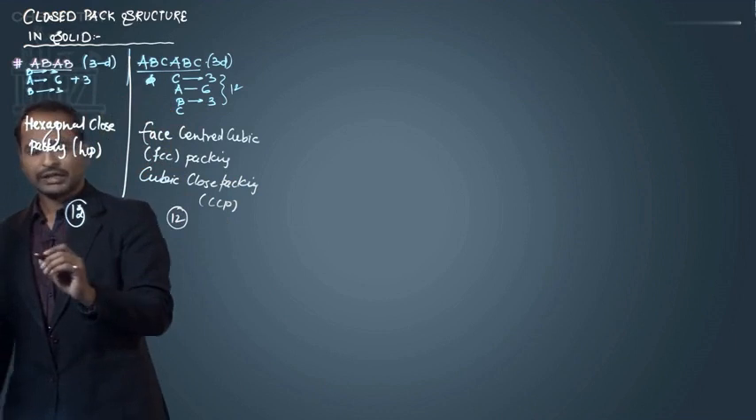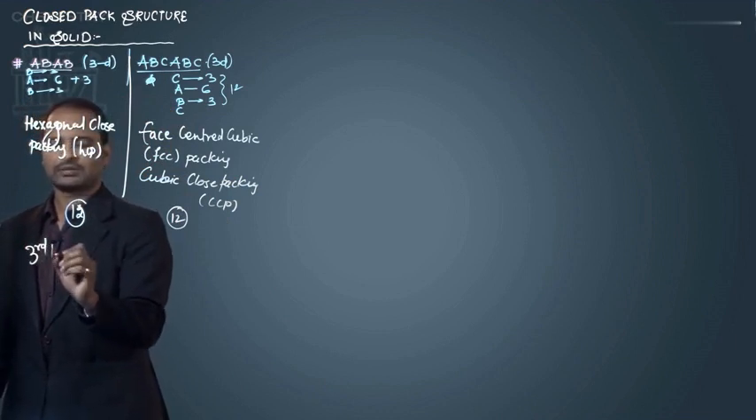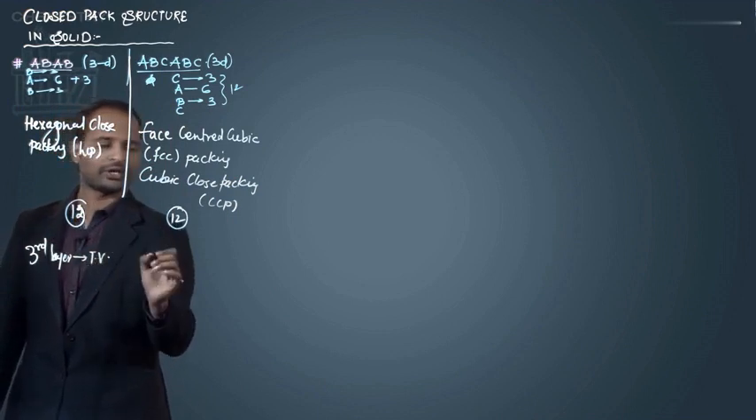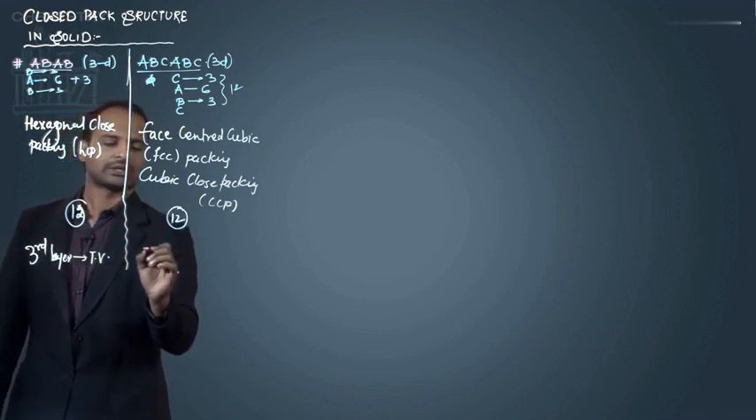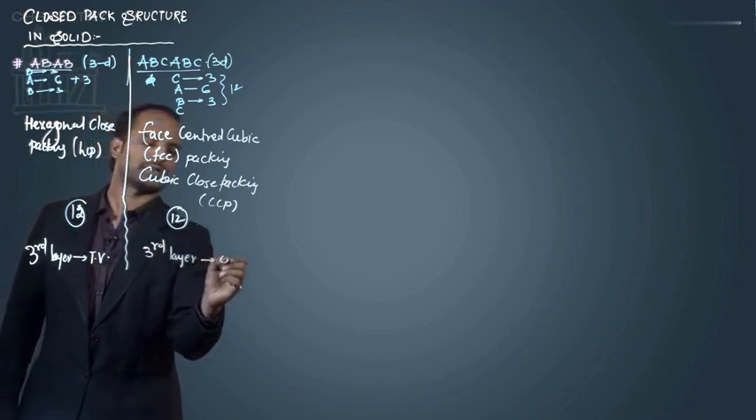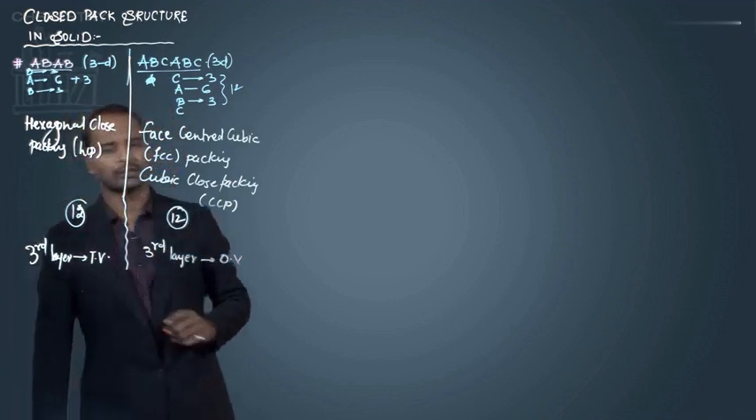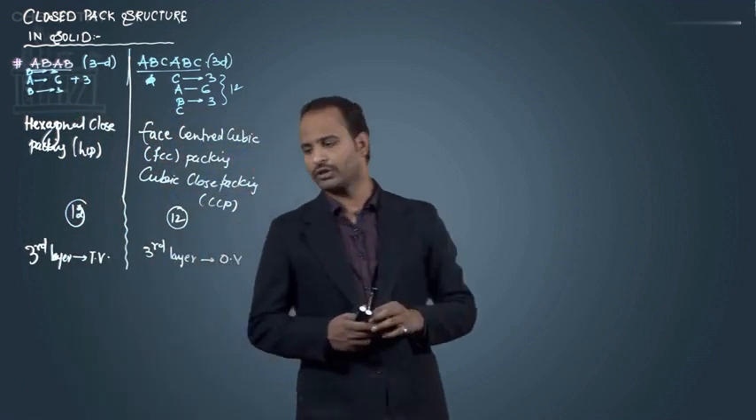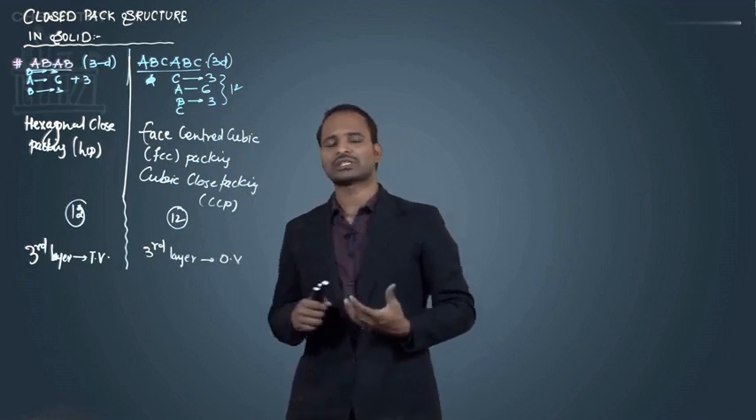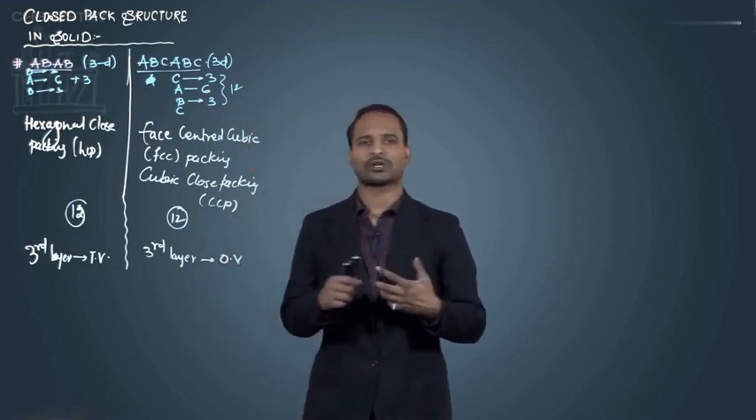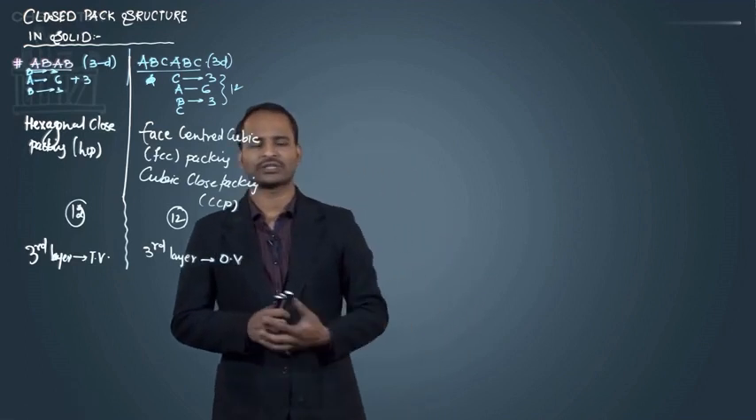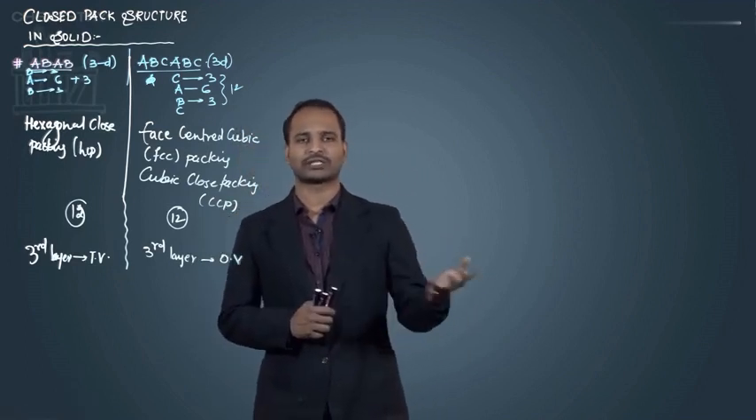Here the third layer is placed on tetrahedral void, while in this case the third layer is placed on octahedral void. So if the third layer is placed on tetrahedral void, you will get AB type packing. When the third layer is placed on octahedral void, you will get ABC type packing. In both cases, the packing efficiency is the same. Packing efficiency is the space occupied by the atoms. We will see it in detail also, and we will see how we calculate the packing efficiency.